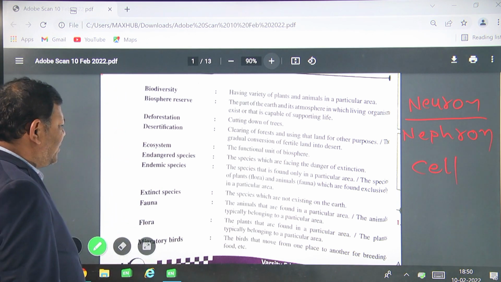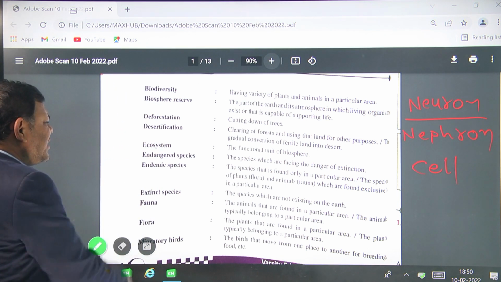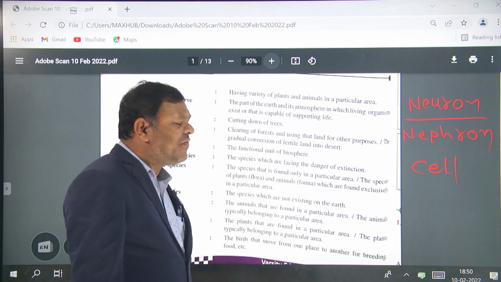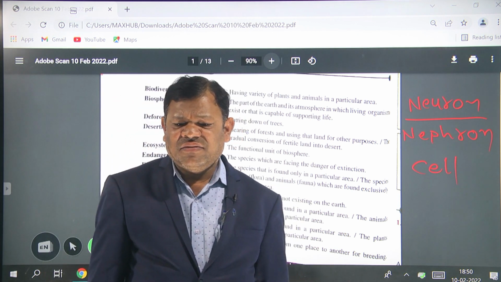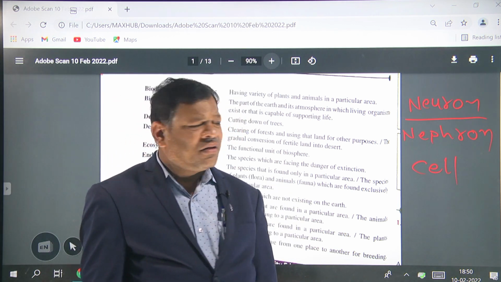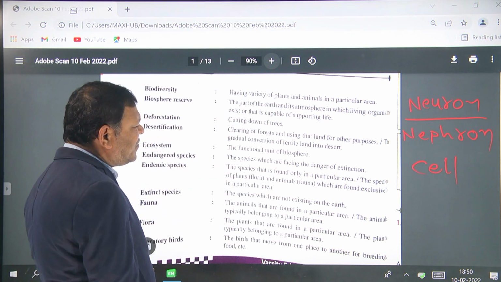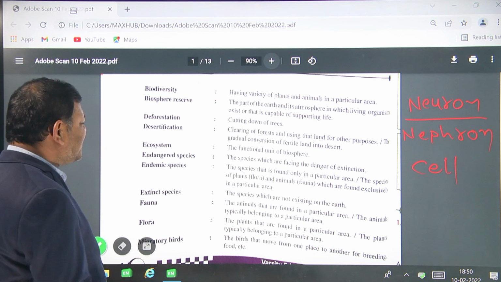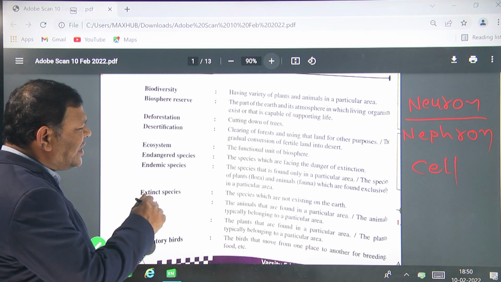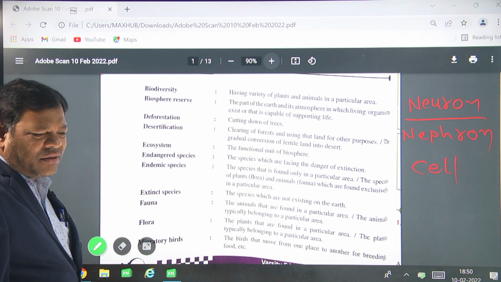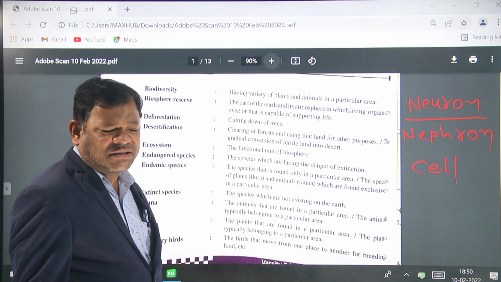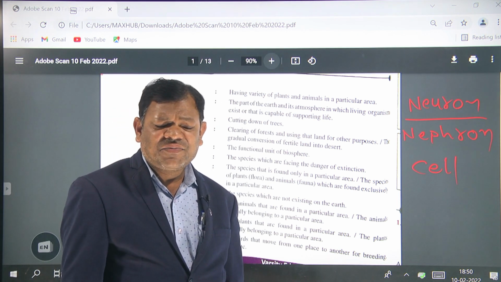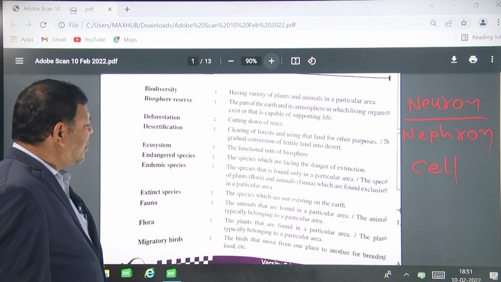Next, coming to the point, endangered species. The species which are facing the danger of extinction are called endangered species. Endemic species: the species that is found only in a particular area, particular country, particular place, is called endemic species.